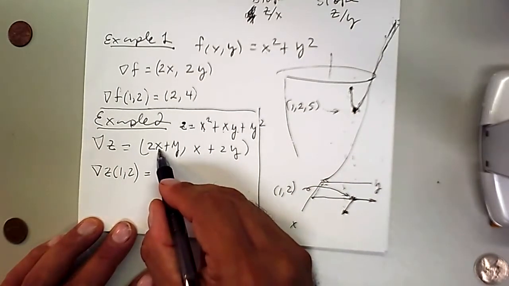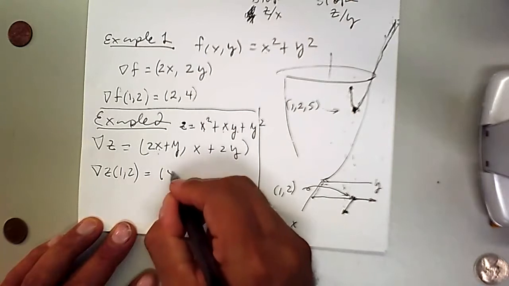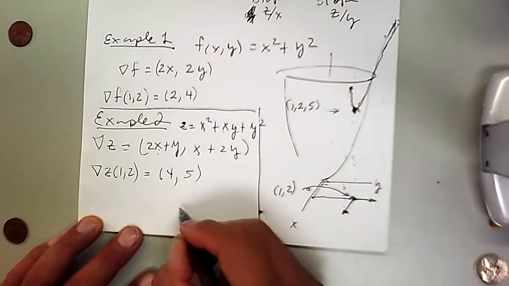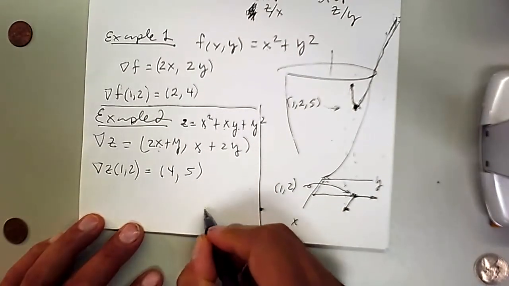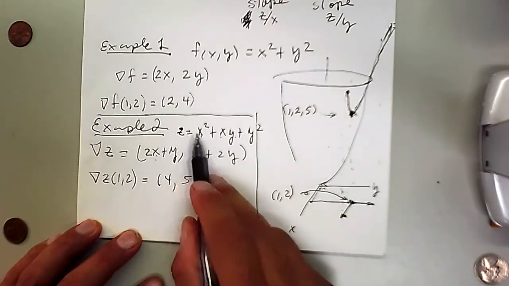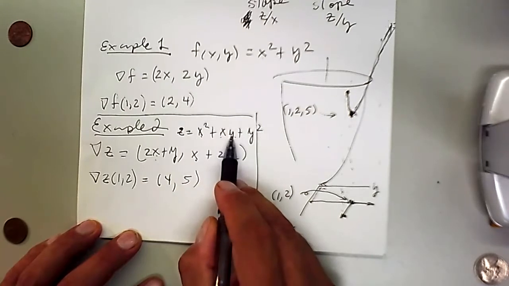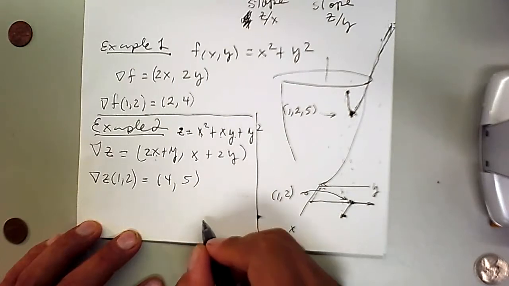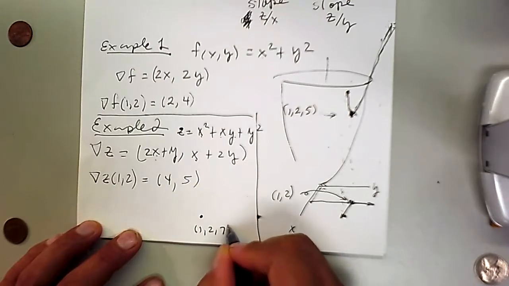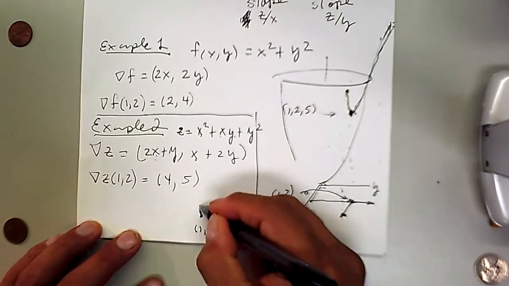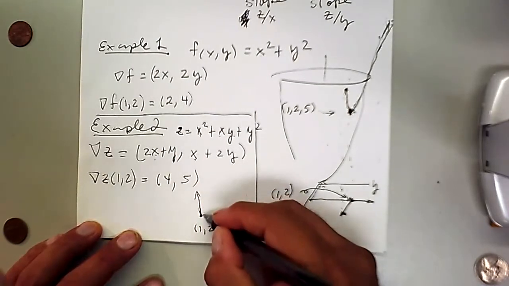When x is 1 and y is 2, we get 4, comma, 5. So wherever we are at 1, 2, we know the output, because if you plug in 1, 2 into the function, we get 1 plus 2 plus 4, which is 7. So there's going to be a point which is 1, 2, 7. If you go in the x direction, you're going to go up by 4. That's pretty steep. And if you go in the y direction, you're going to go up by 5.